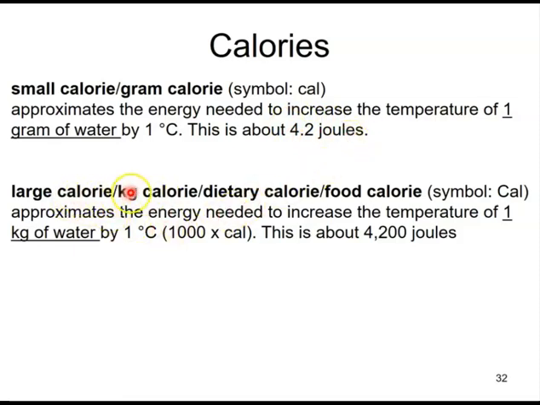The large calorie or kilocalorie that I was just talking about for food, we use that a lot of times: 4 kilocalories per gram for sugars or carbohydrates and proteins, and 9 kilocalories for fats. This is the energy to increase the temperature of 1 kilogram of water by 1 degree Celsius, about 4,200 joules. So whenever you see calories in any food product, it's always actually kilocalorie. It's a big C calorie. The small calorie, the gram calorie, is typically not used in food science anyway.